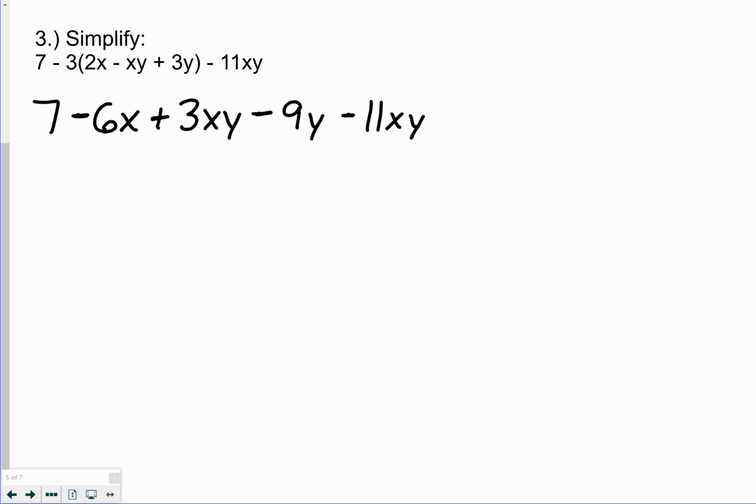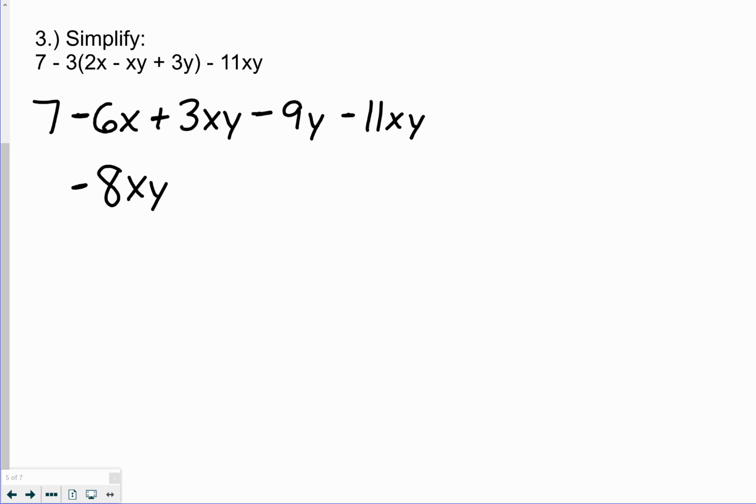Now we're going to combine like terms. But we only see 2 like terms here. There's only 2. The 3xy and the negative 11xy. Now they have opposite signs. One's a positive, one's a negative. So we're going to subtract them. What's 11 minus 3? 8. So I know it's going to be 8xy. But which one's bigger, 11 or 3? 11. So it's actually going to be negative 8xy.